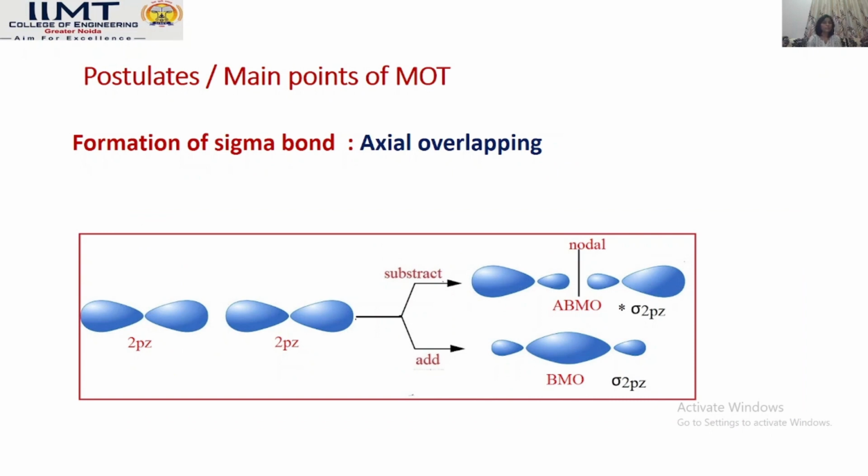In the same manner, 2pz and 2pz orbitals combine. The bonding molecular orbital is formed by additive combination of 2pz and 2pz orbitals, and the antibonding molecular orbital is formed by the subtractive combination of 2pz and 2pz orbitals. The bonding molecular orbital is represented by sigma 2pz and the antibonding molecular orbital is represented by sigma star 2pz.